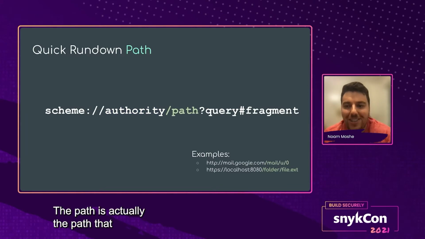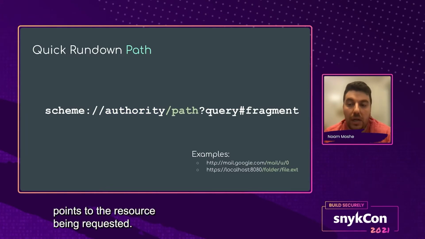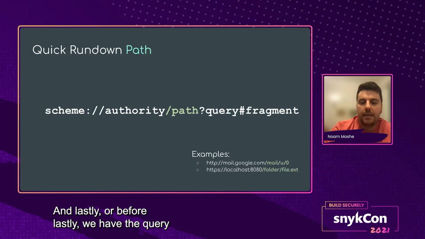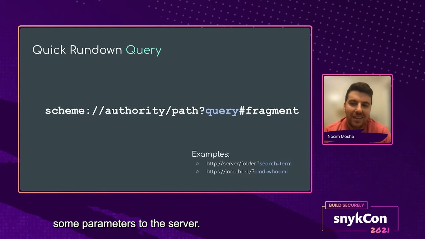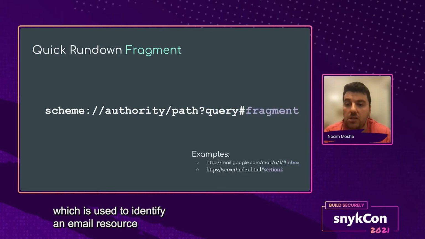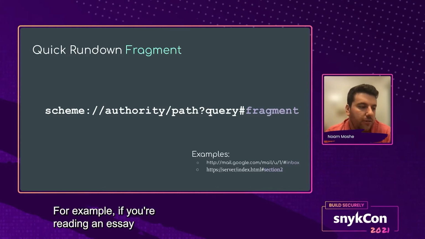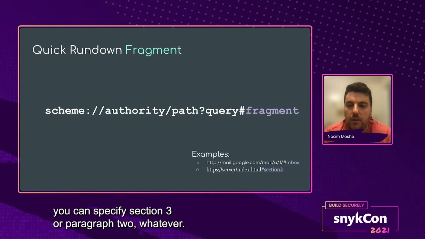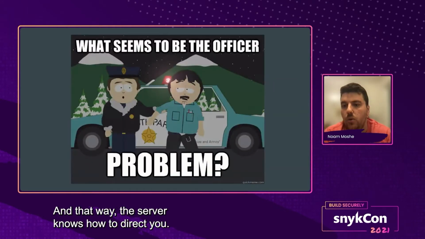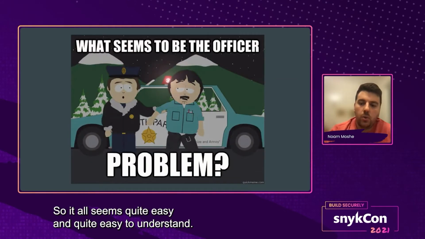The path points to the resource being requested. Before lastly, we have the query, which gives users the ability to supply some parameters to the server. And then lastly, we have the fragment, which is used to identify an inner resource inside our resource. For example, if you're reading an essay and you want to jump straight to a specific paragraph, you can specify section 3 or paragraph 2, and that way the server knows how to direct you.